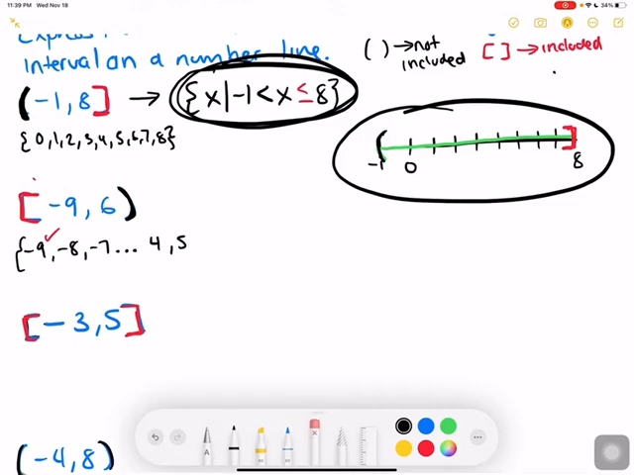So it looks like my interval or my set of numbers is going to be from -9 all the way to 6. This is talking about the integers, right? Of course, 5.1, 5.2, 5.3 are also part of the set, right? 5.9, 5.99, as long as it doesn't reach 6, because the interval says parentheses, and parentheses means does not include.